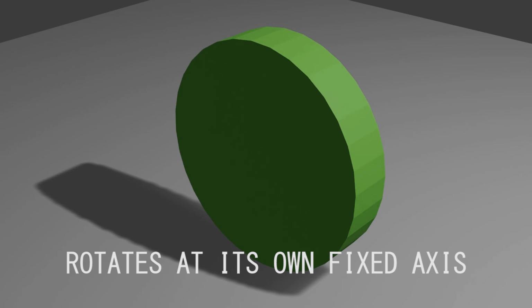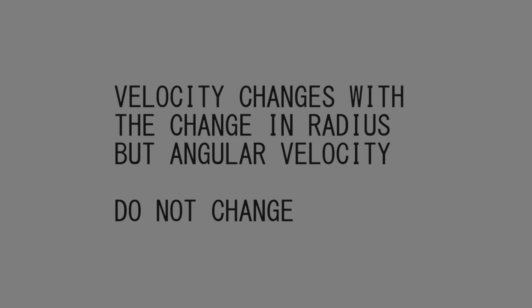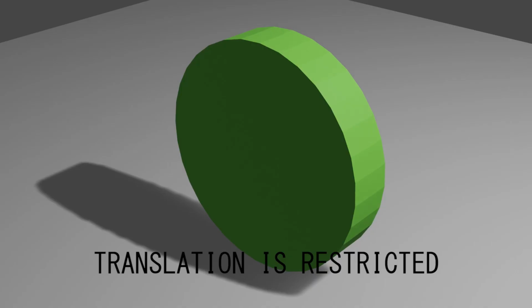Now let's move on to pure rotation. In pure rotation, the object rotates about its own fixed axis. To be clearer, look at the diagram. Each particle on the ring, irrespective of its position from the center or radius, moves with a constant angular velocity. Here, velocity changes with the change in radius, but its angular velocity does not. So we have v equal to r omega. An important fact is that it does not translate.